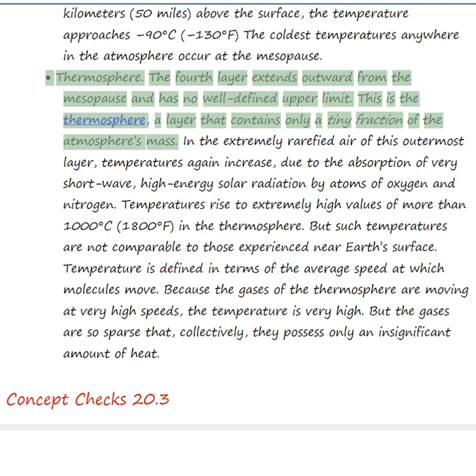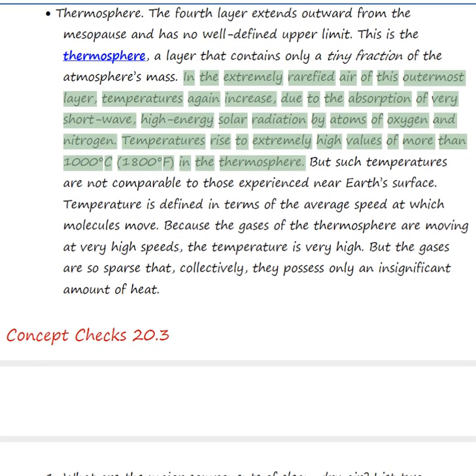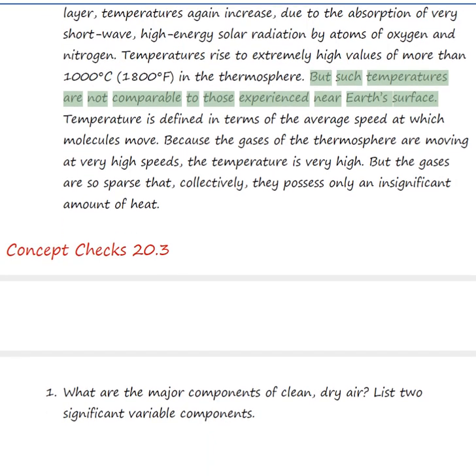Thermosphere. The fourth layer extends outward from the mesopause and has no well-defined upper limit. This is the thermosphere, a layer that contains only a tiny fraction of the atmosphere's mass. In the extremely rarefied air of this outermost layer, temperatures again increase, due to the absorption of very short-wave, high-energy solar radiation by atoms of oxygen and nitrogen. Temperatures rise to extremely high values of more than 1000 degrees Celsius in the thermosphere. But such temperatures are not comparable to those experienced near Earth's surface.